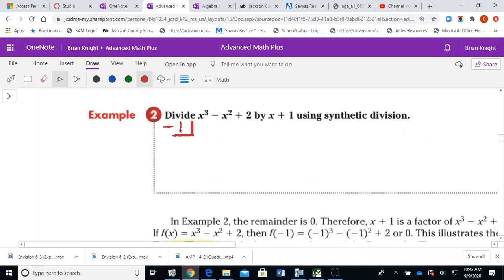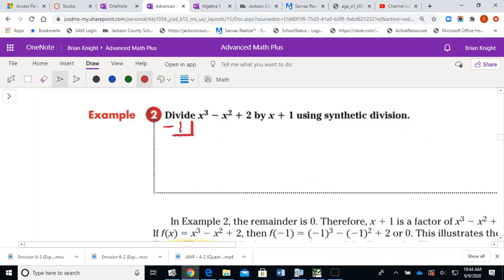So if you're dividing by x plus 1, you're going to put -1 in the box. If you're dividing by x plus 4, you're going to put -4 in the box. If you're dividing by x minus 5, you're going to put +5 in the box. Everybody got me? Okay? Now you take all the coefficients and you write them down. Just the coefficients. Leave the variables off.